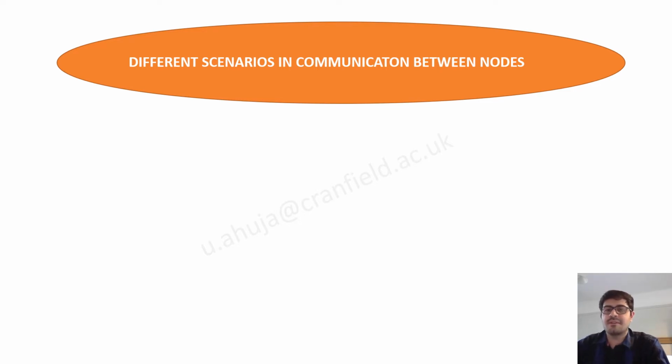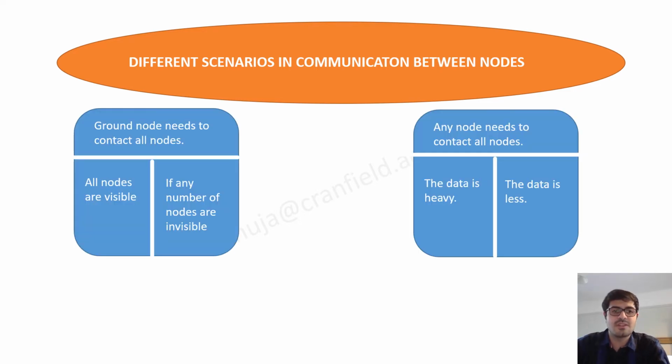So, different scenarios of communication between nodes. Here we are going to discuss different cases which may occur in the system. We say that the ground node needs to contact all nodes, and any node needs to contact all nodes. We can differentiate between two different cases. Since the ground node has a lot of power and a lot of communication systems compared to the flying agents or different clients, we differentiate between ground and any other node.